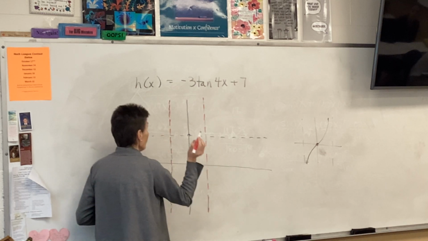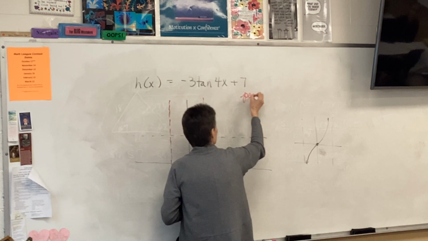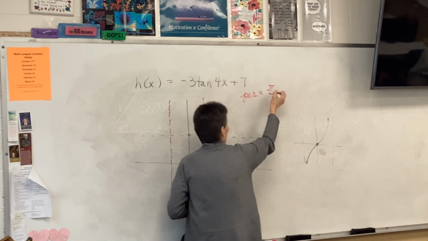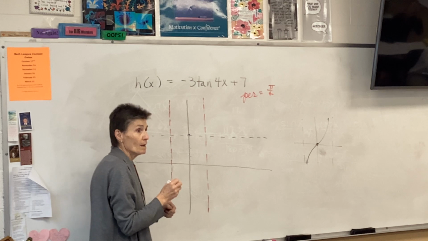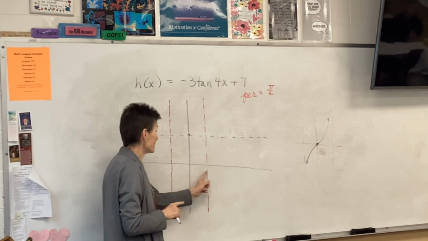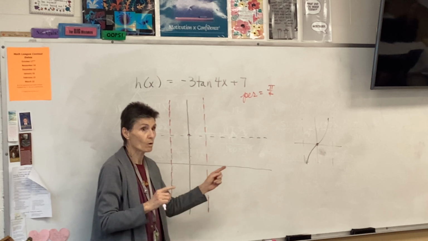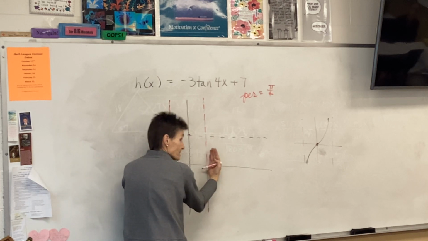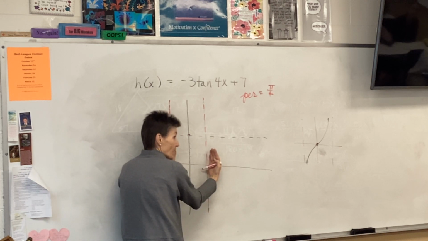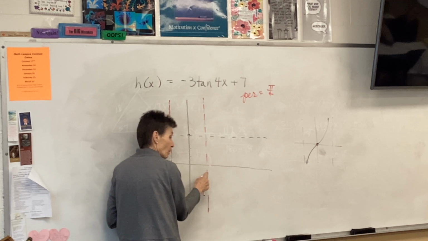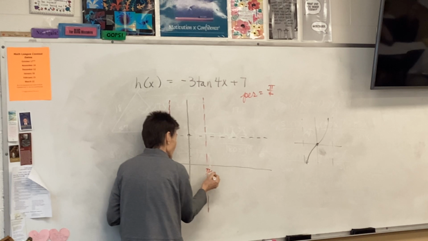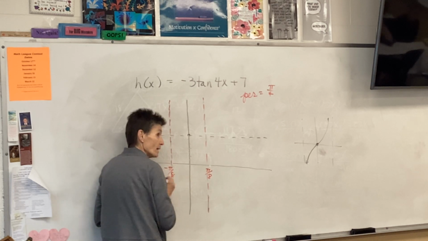Now you told me that the period of this thing is pi over 4. That does not mean this is pi over 4. If the period is pi over 4, then this distance is pi over 4, asymptote to asymptote. Which means, what's this label? Pi over 8. And this one's negative pi over 8.